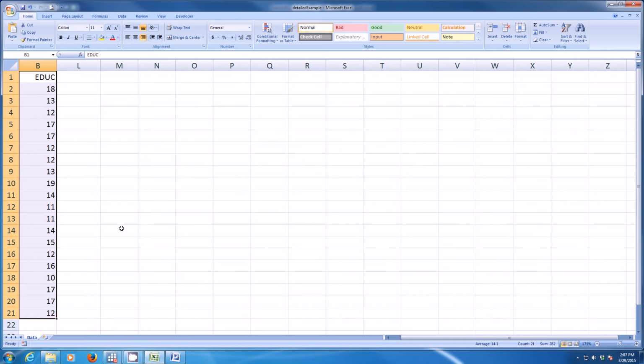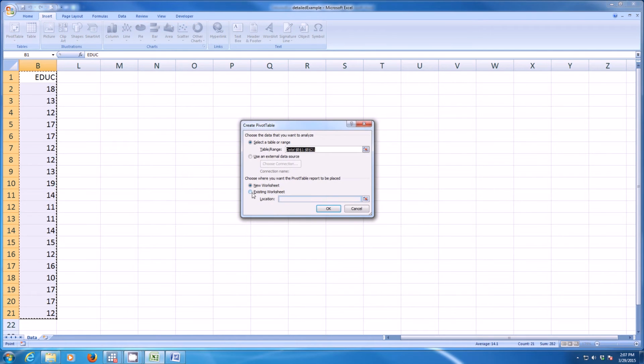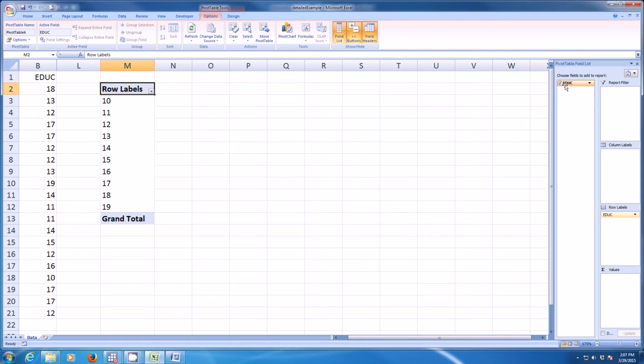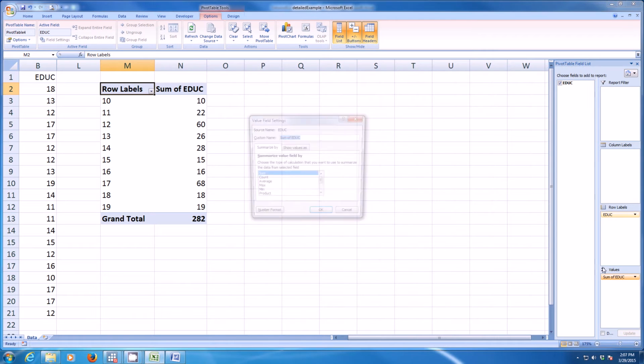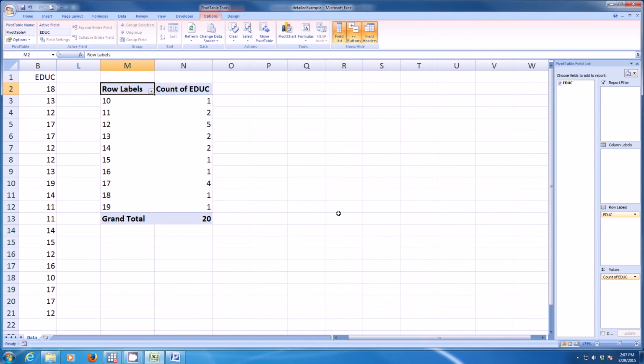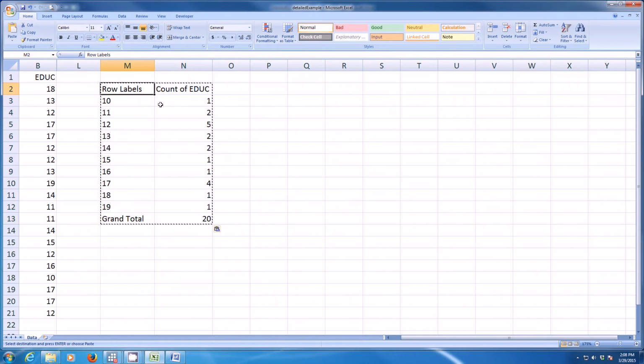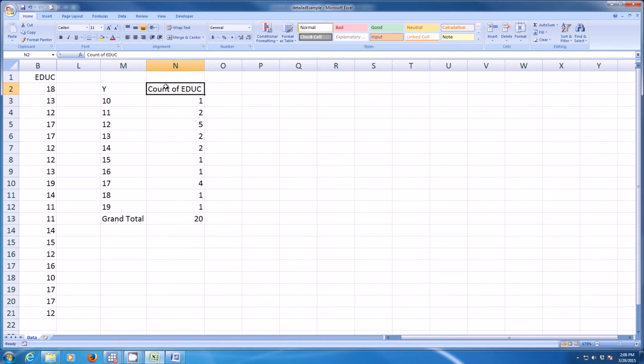And we can do that by using Excel's pivot table. And so if we go to Insert, Pivot, we're going to put our table in the existing worksheet. And so again, we'll just pull this down to row labels. We'll pull this down to values. We'll change this to count to get the frequency distribution. To get rid of the Excel formulas, we're just going to paste over this using the paste special command. And basically, these are the values of the variable. Let's call the variable y. And so these will be the frequencies.